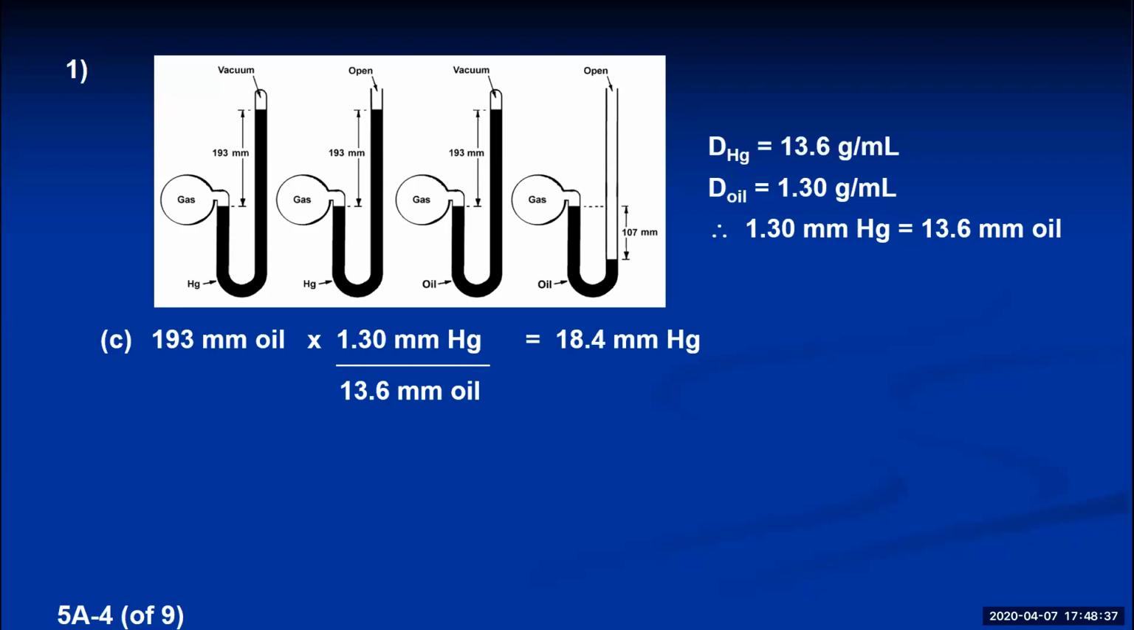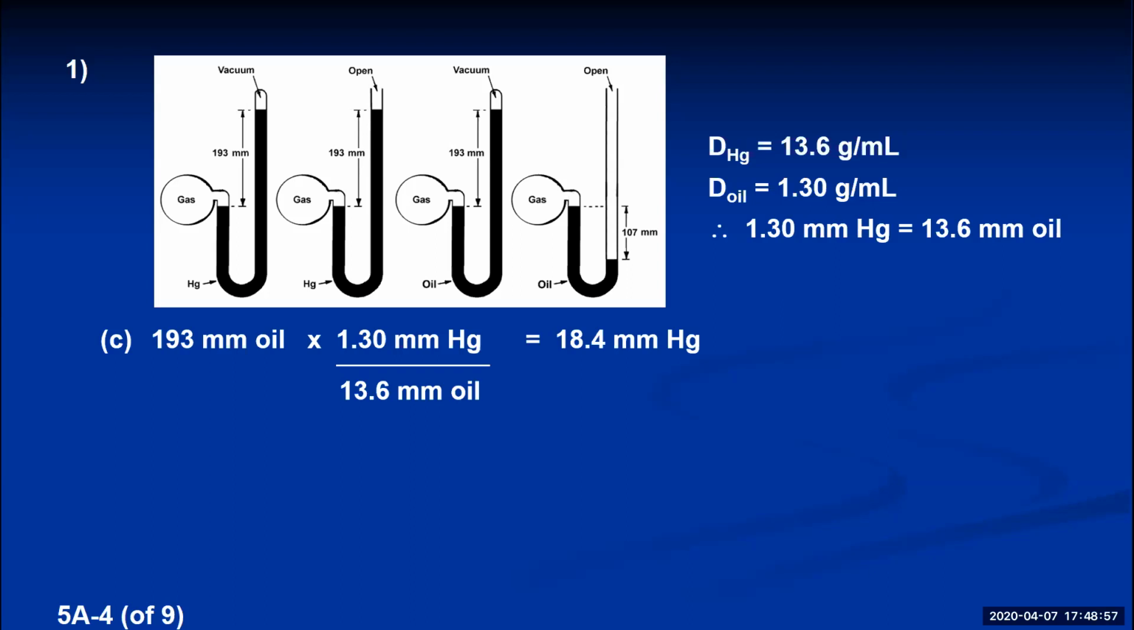So if I multiply the 193 millimeters of oil by the equality statement, 1.30 millimeters of mercury per 13.6 millimeters of oil, the millimeters of oil cancel out. That means that if the liquid were mercury instead, the difference in levels would only be 18.4 millimeters of mercury.